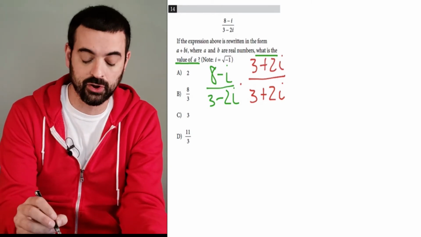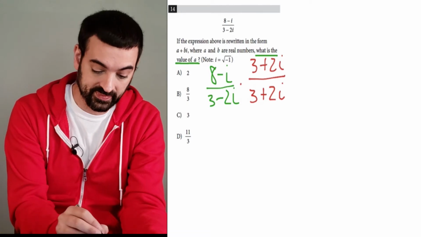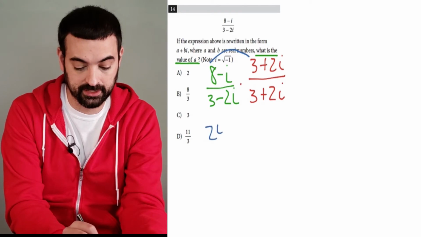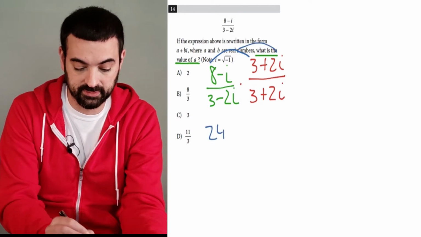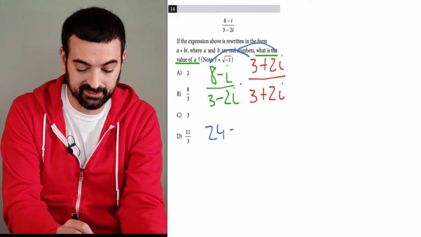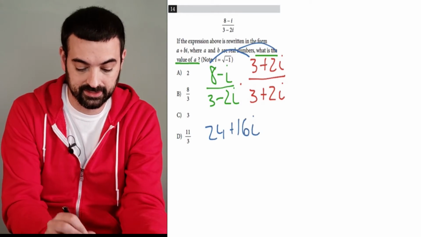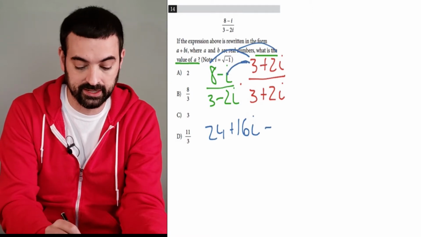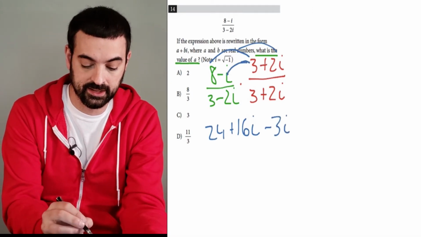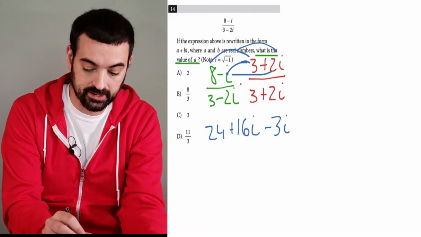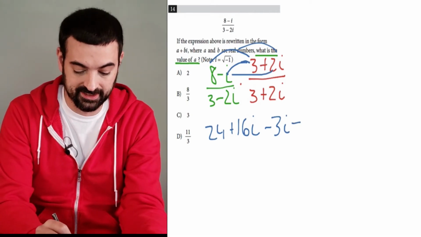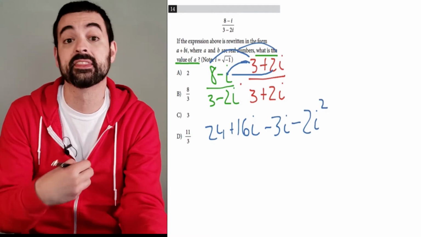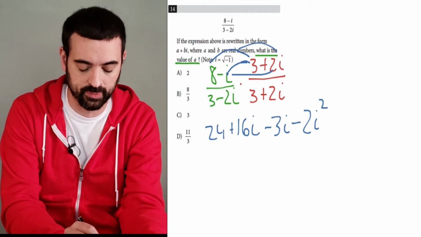And again, we're just going to be foiling. So 8 times 3 is 24. 8 times 2i is 16i. Negative i times 3 is negative 3i. And negative i times 2i is negative 2i squared. And again, that i squared is going to turn into a negative 1 in a moment.